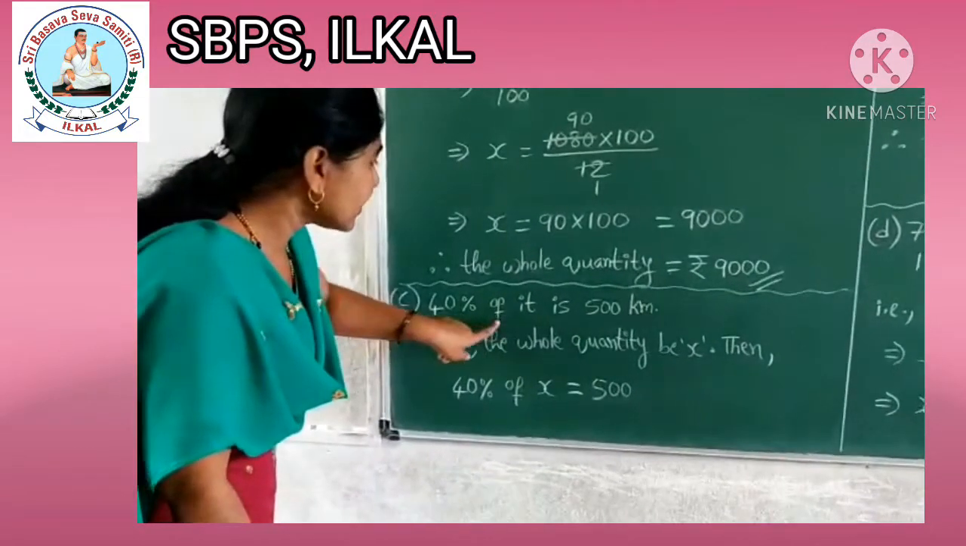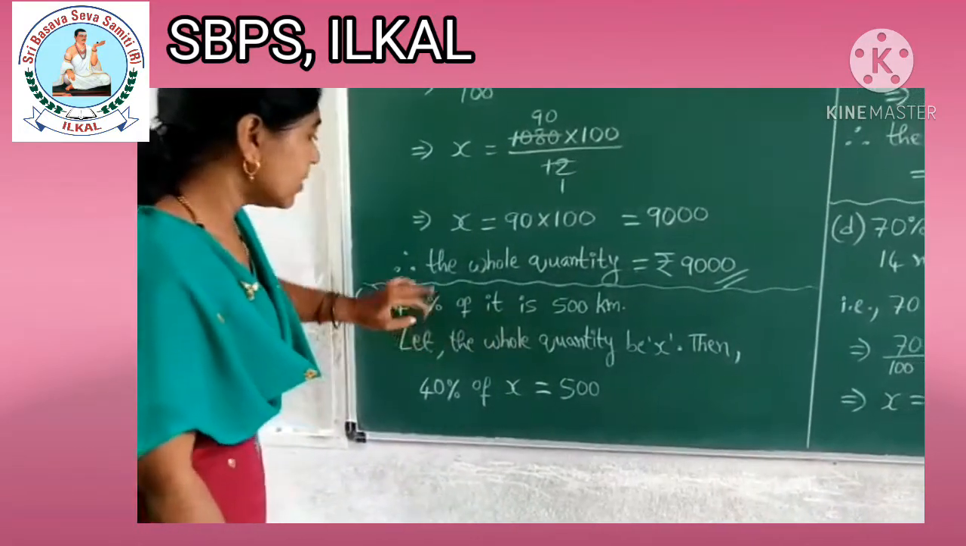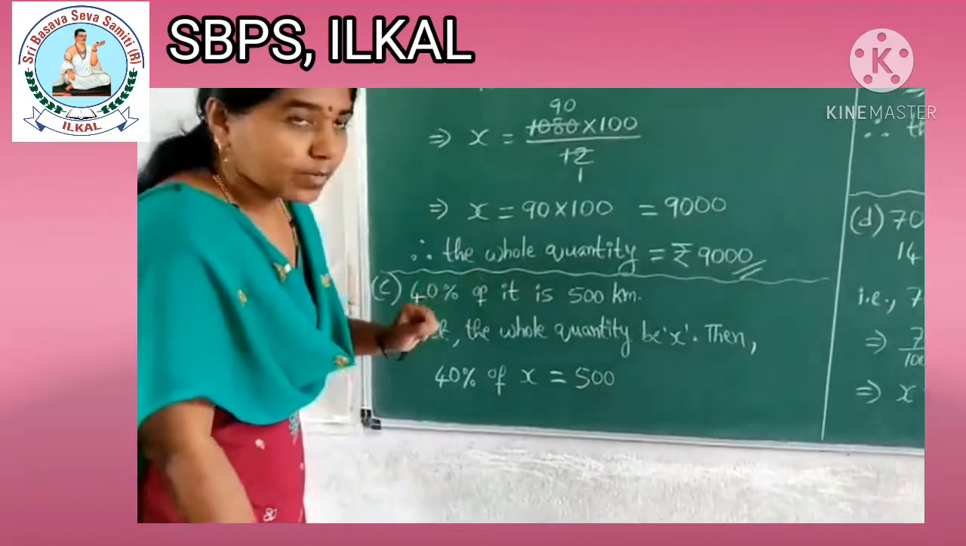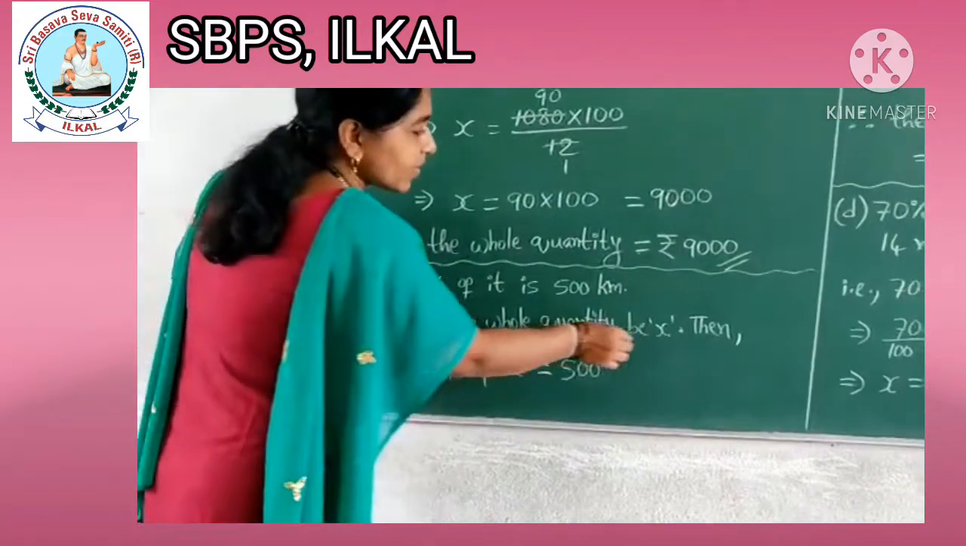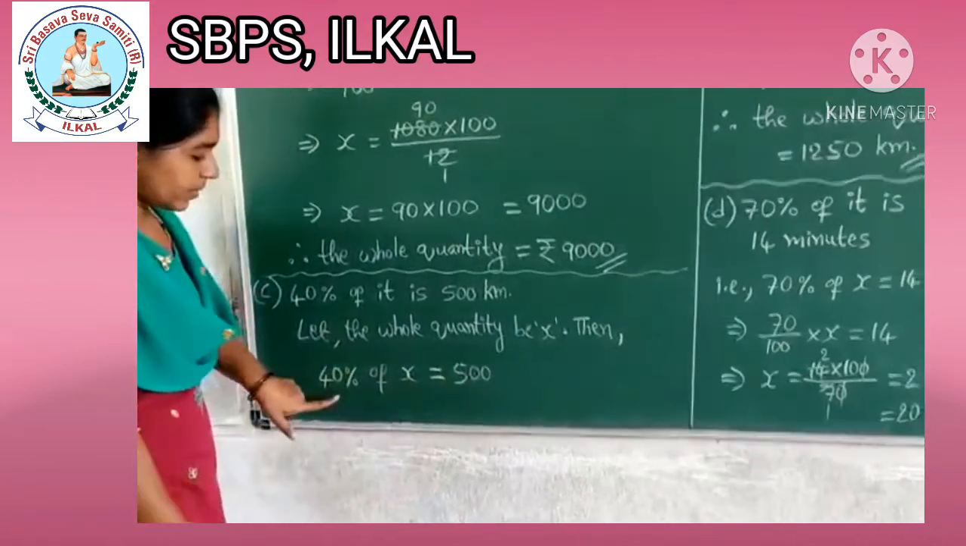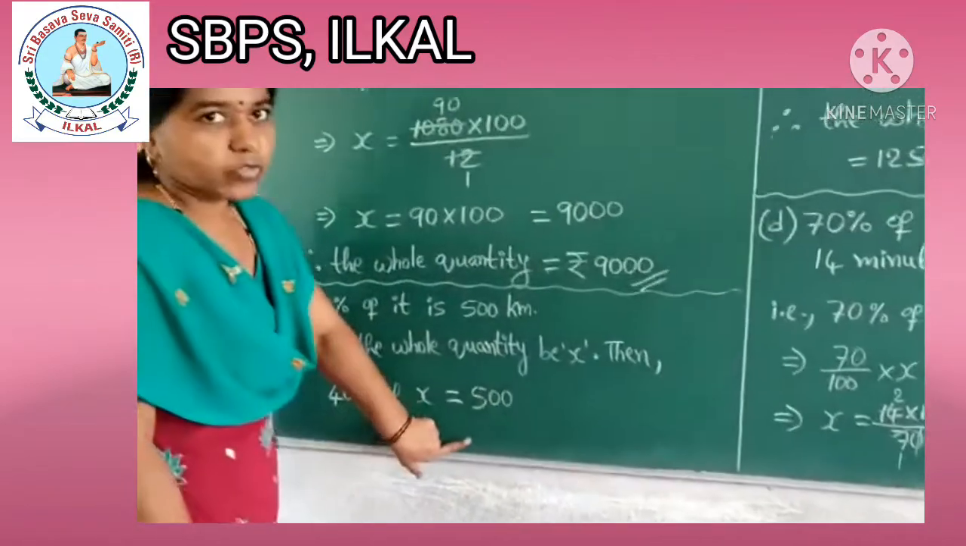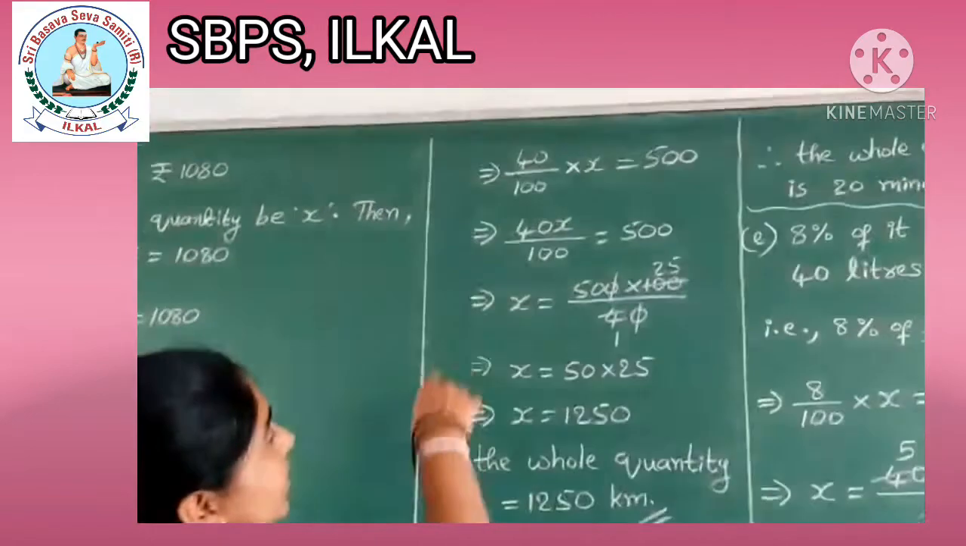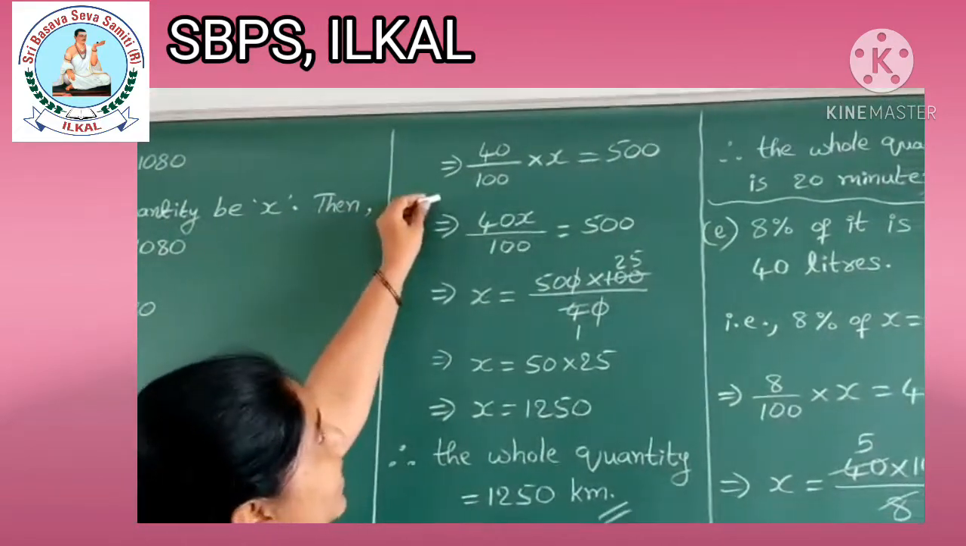Next, 40% of it is 500 km. 40% is 500 km, they said. Let the whole quantity be x. Then 40% of x is equal to 500. Means 40 by 100 into x is equal to 500.